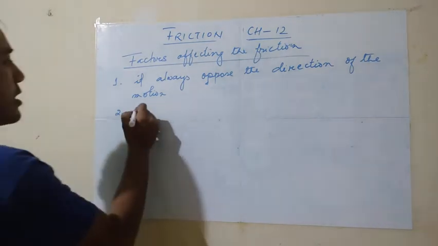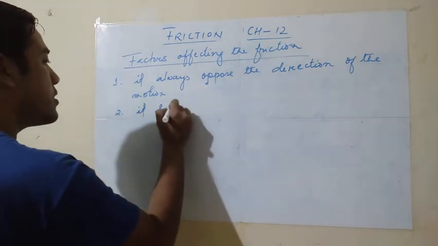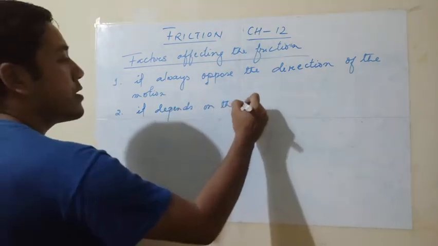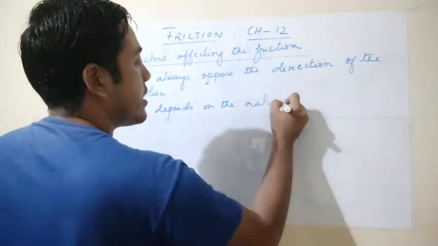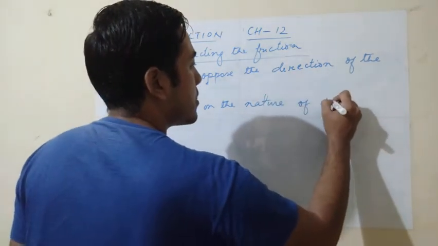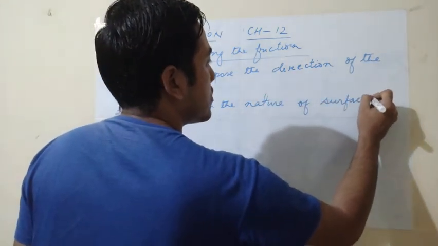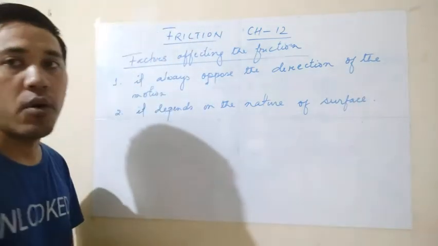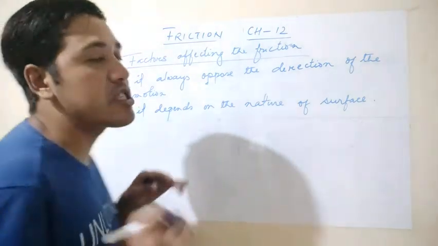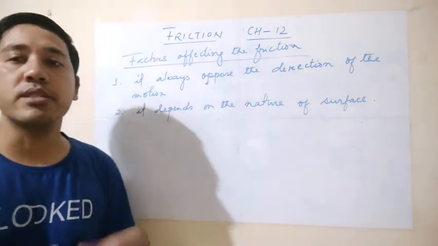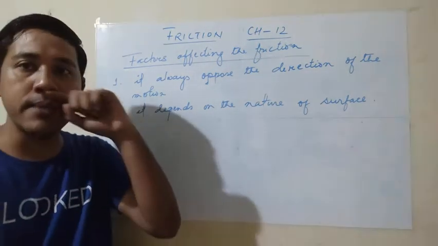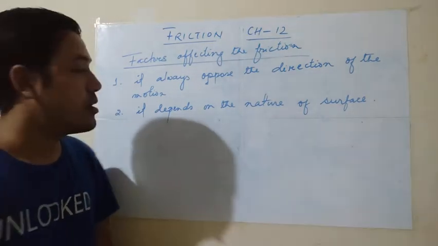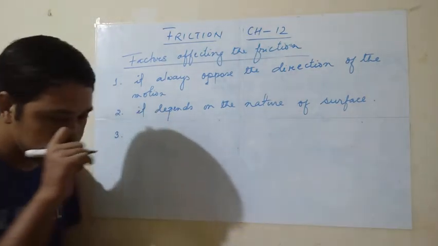Next, number 2, it depends on the nature of the surface. If the surface is very smooth, then the force of friction will be small. If the surface is very rough, then the force of friction will be more.